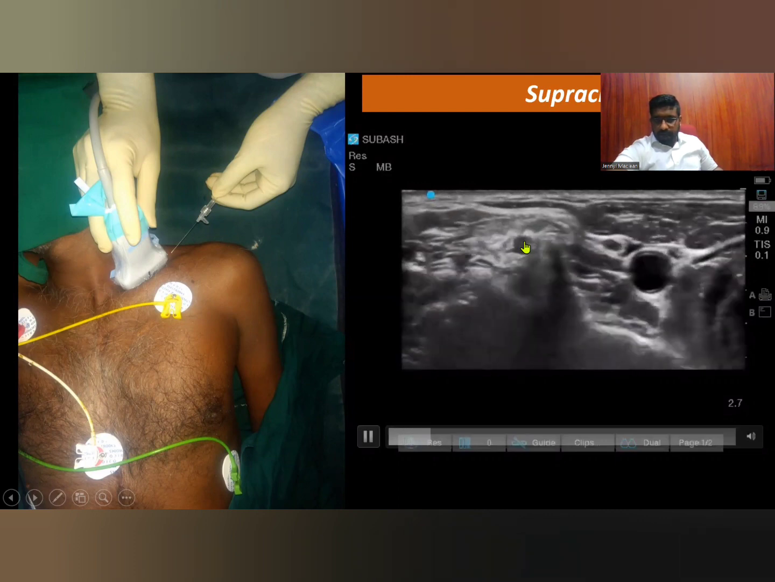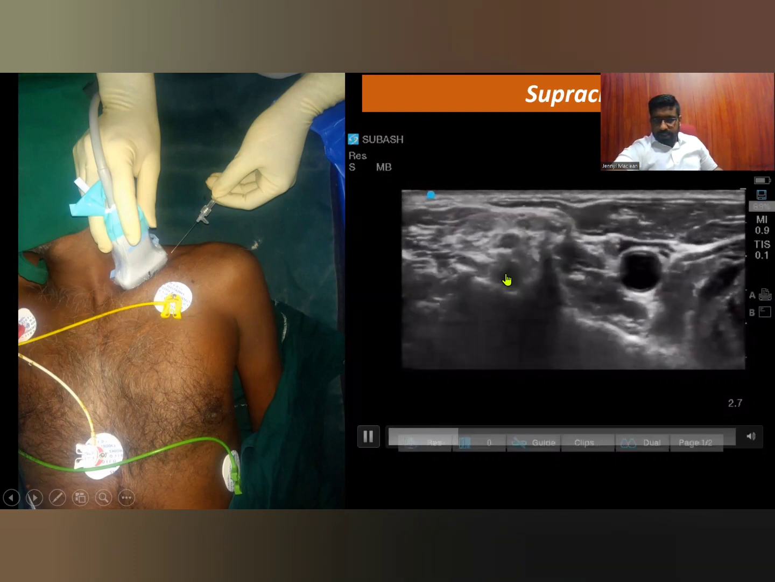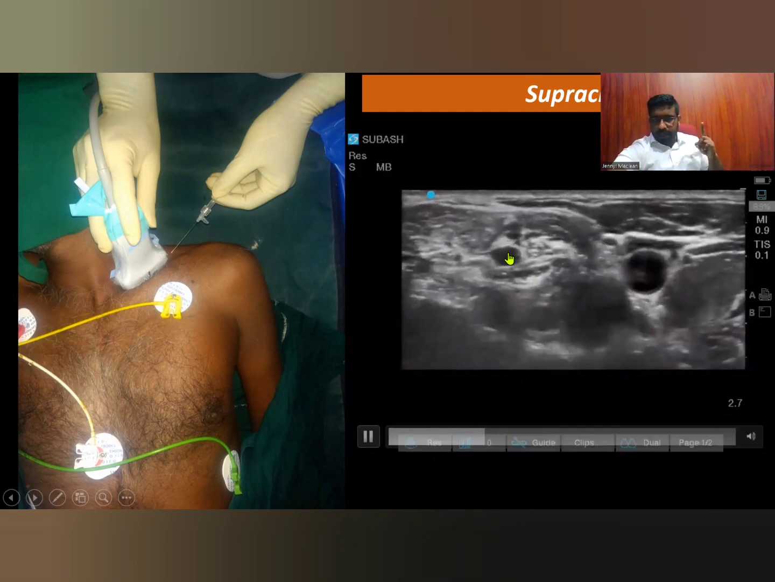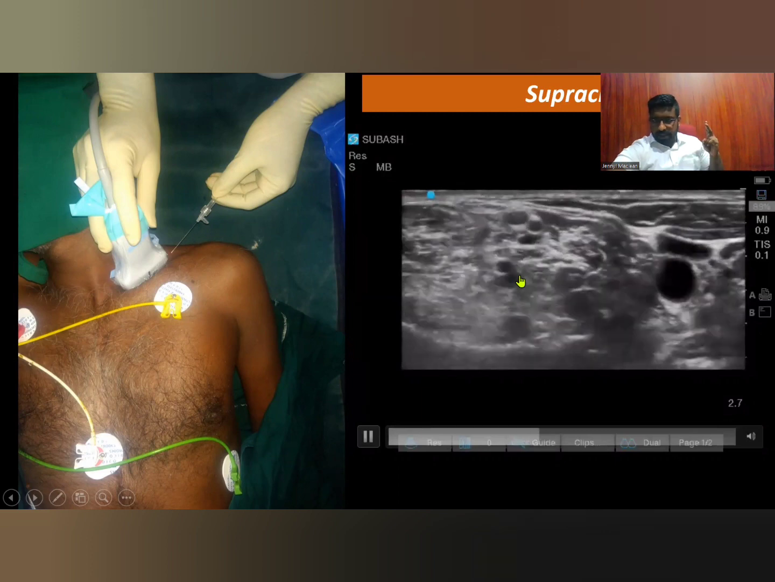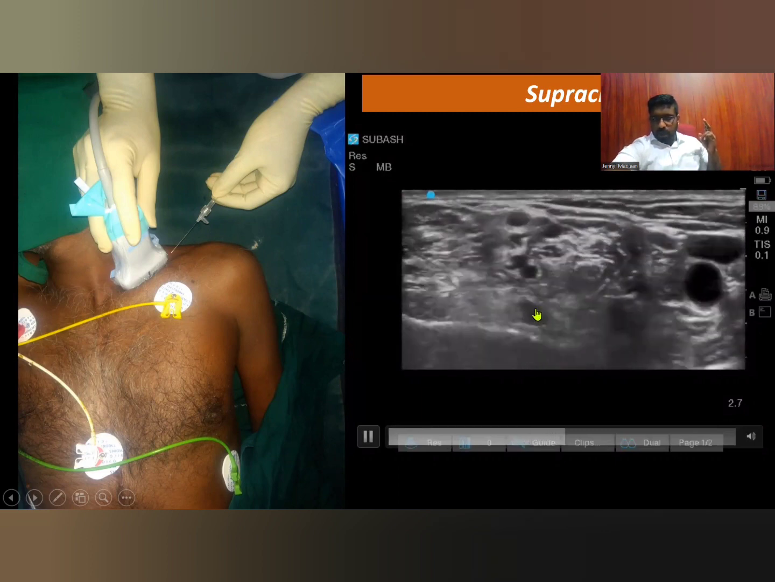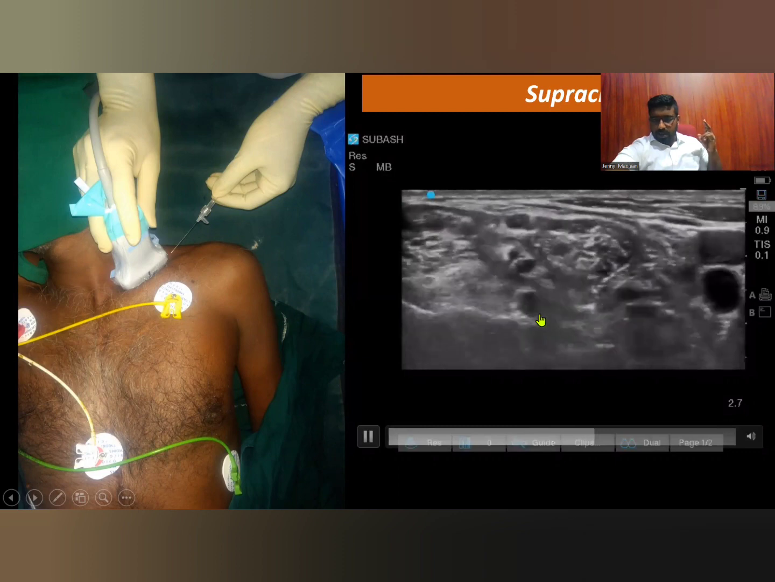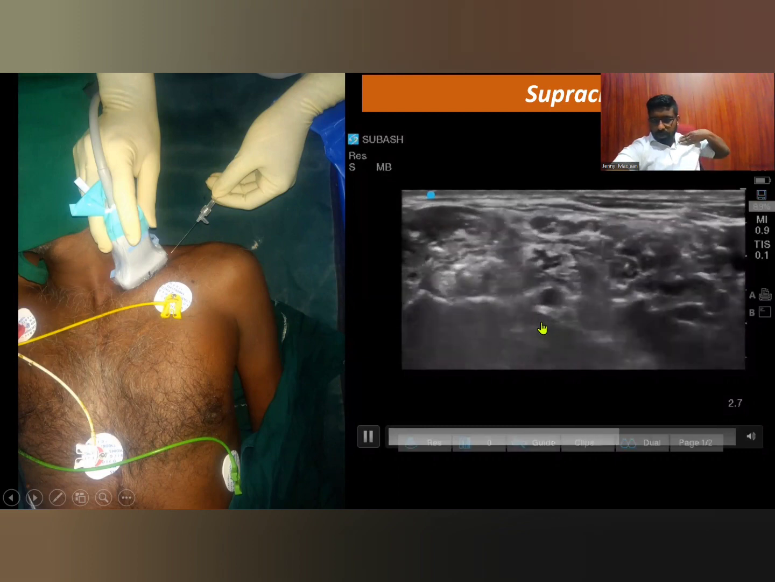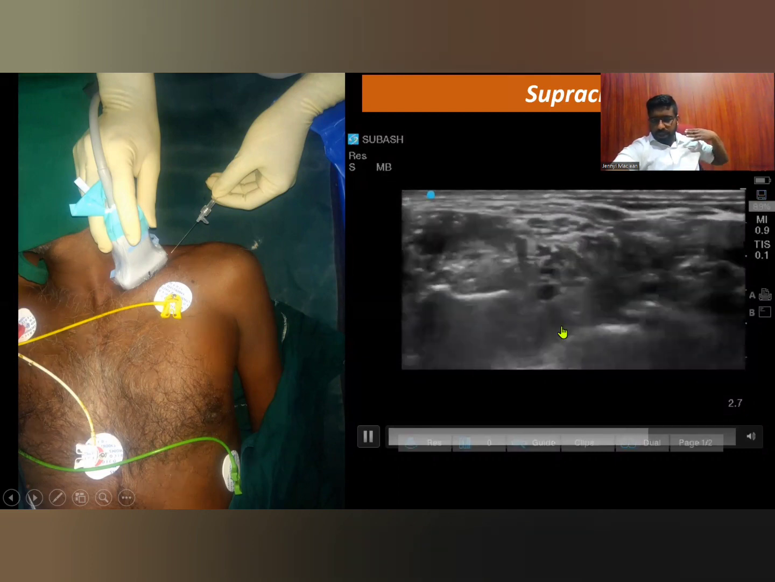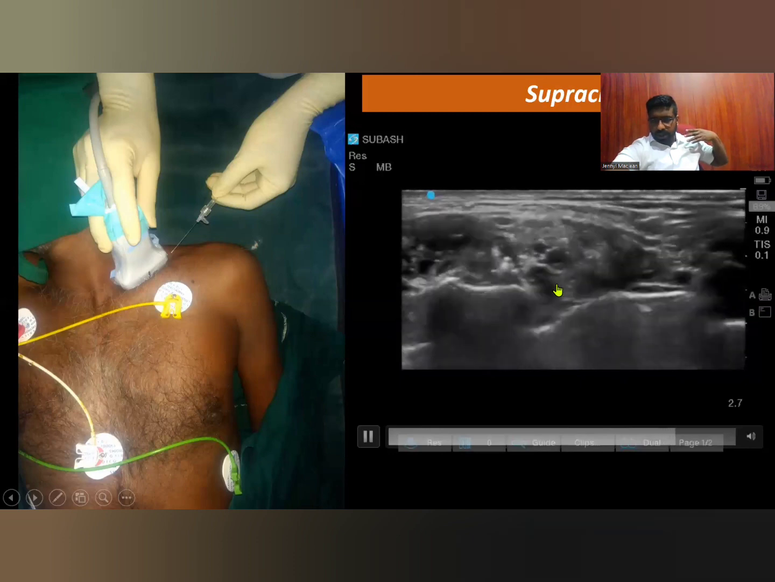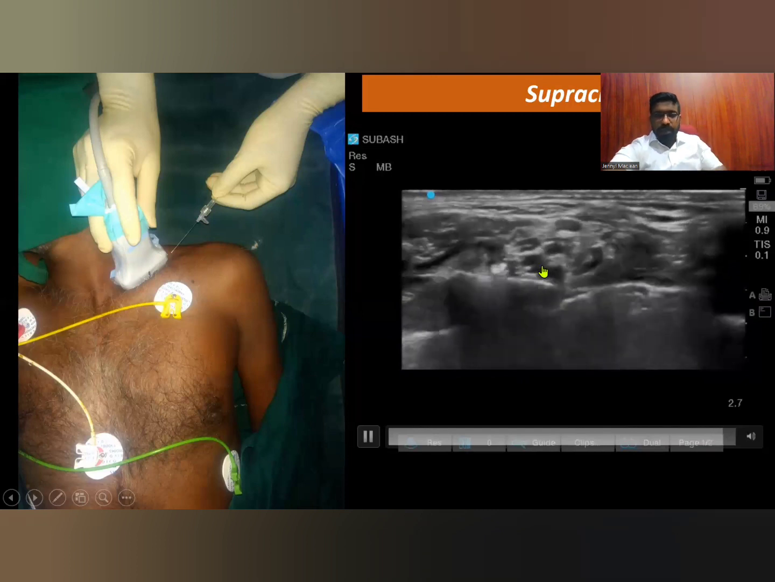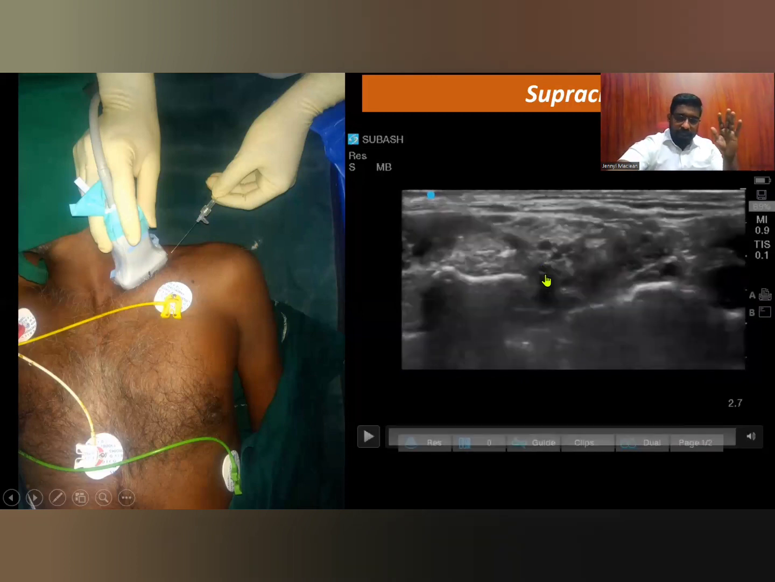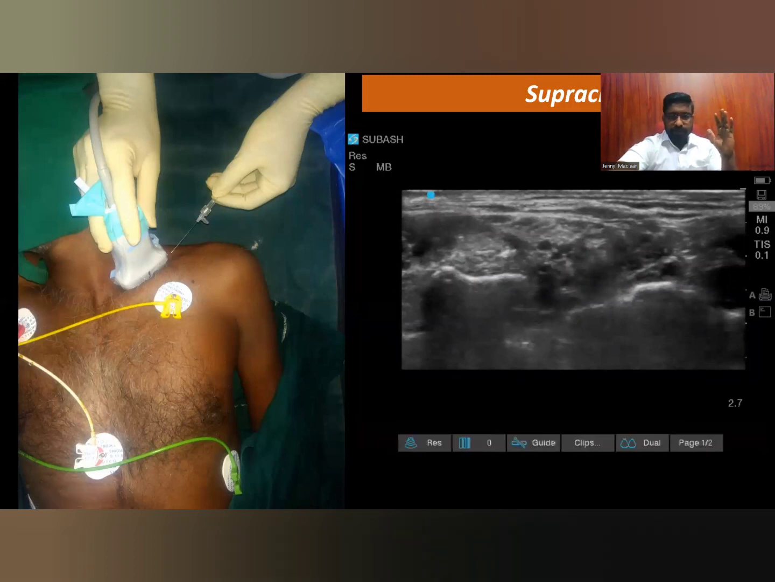This is C5. This is C6, which forms the upper trunk. Then the middle trunk, which is C7. Then the lower trunk, which is C8. And then as you swipe down the probe, you will see the T1 joining the C8, which forms the lower trunk. Unless you define these structures, you will not be able to perform this truncal blockade.